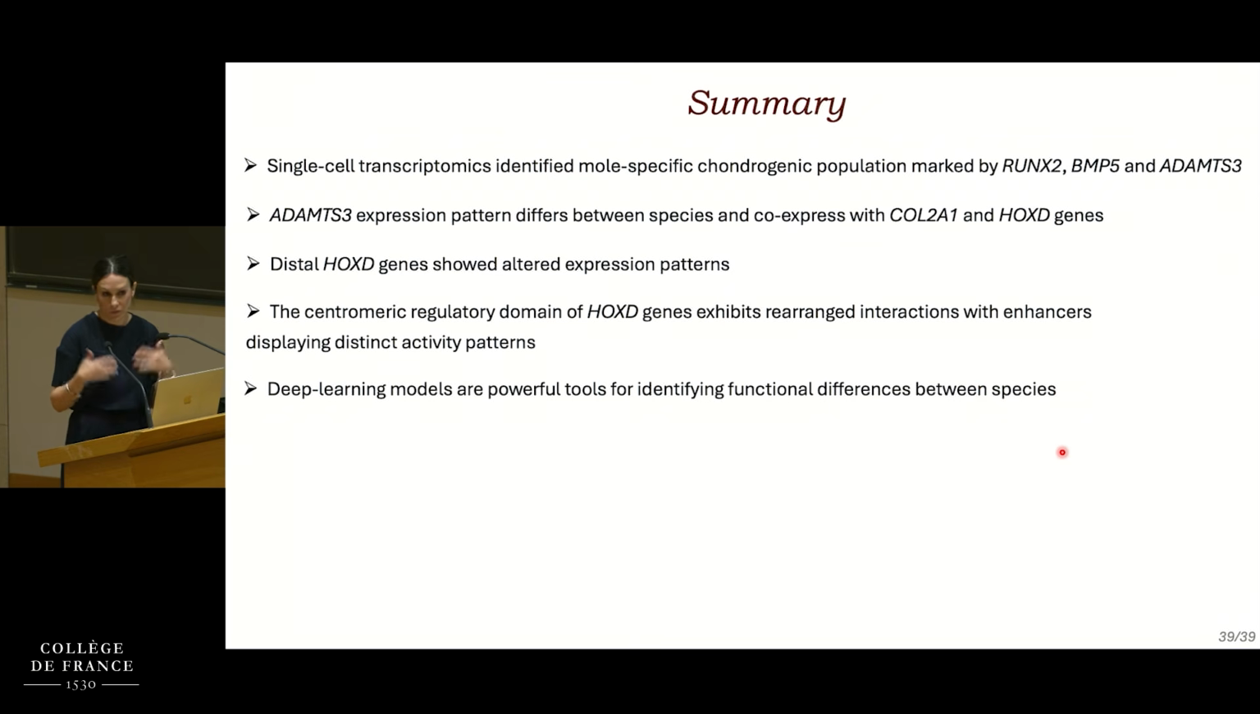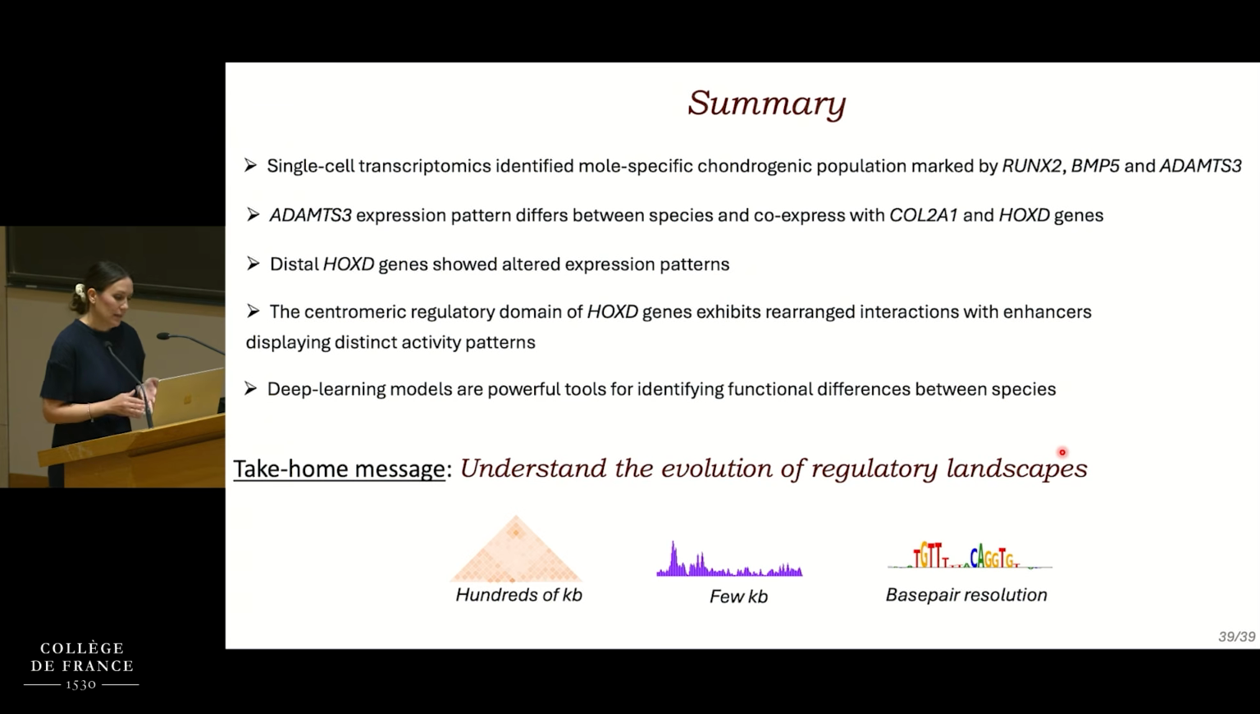And of course, what we are going to do now is some functional validation with some transgenic mice. And just as a take-home message, if we want to understand how is the evolution of regulatory landscape and link it to the evolution of traits, we need to integrate data from different natures, from different scales. So going from the 3D chromatin organization of hundreds of kilobases to the cis-regulatory element, few kilobases, to base pair resolution.